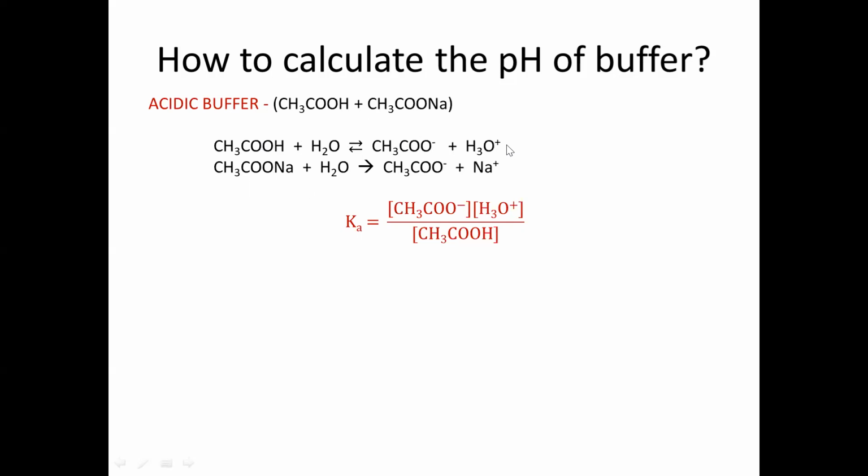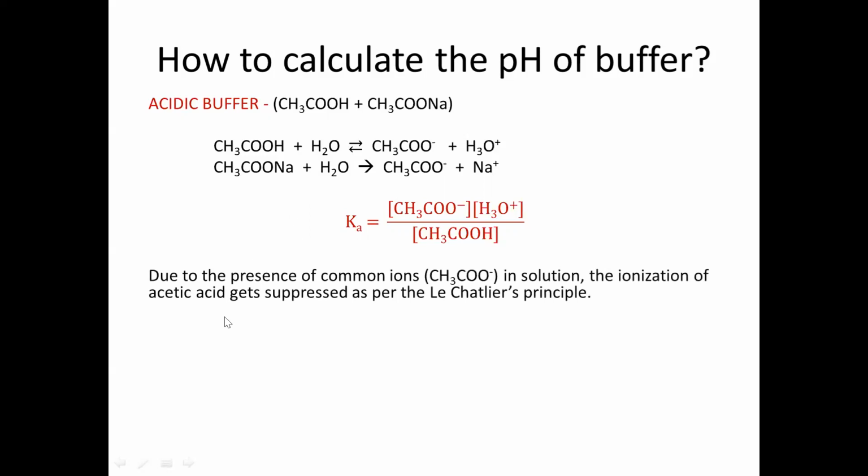Also, the concentration of H3O+ would decrease because these two will combine to give you undissociated acetic acid. So addition of a common ion will ultimately suppress the ionization of acetic acid. Right? So we say that due to the presence of the common ion in solution, the ionization of acetic acid gets suppressed as per Le Chatelier's principle.